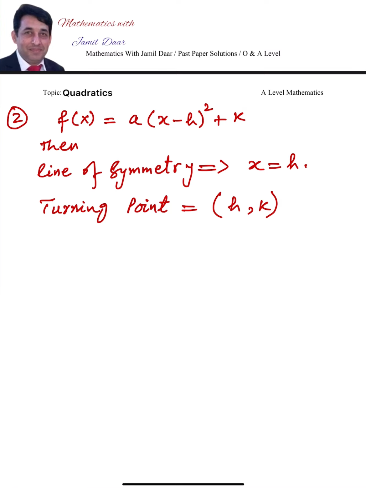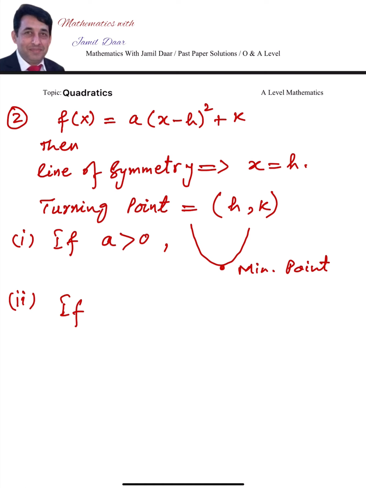Now, how can you identify whether it is a maximum or minimum? This a decides whether it is a U-type or an A-type graph. So the sketch is A-type or U-type. If a is positive, a is greater than 0, then it would be a minimum point. And if a is negative, then it would be a maximum point.